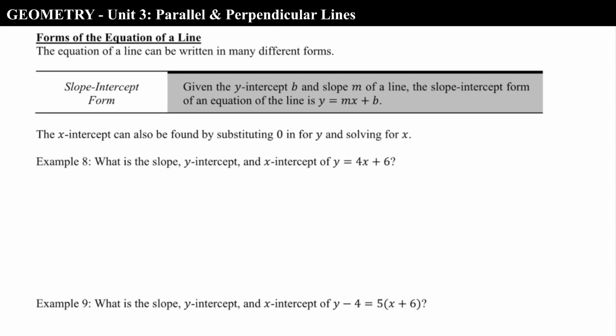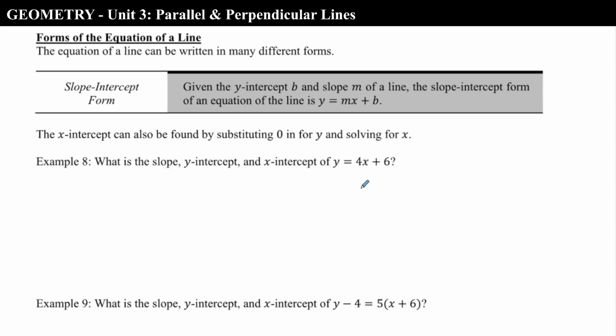So we've looked at this in terms of a graph. Now let's look at this in terms of the equations of lines. The equation of a line can be written in many different forms. One such form is slope-intercept form, which is y equals mx plus b, where m is our slope and b is our y-intercept. The x-intercept can also be found by substituting in 0 for y and solving for x. So let's find the slope, y-intercept, and x-intercept of this equation.